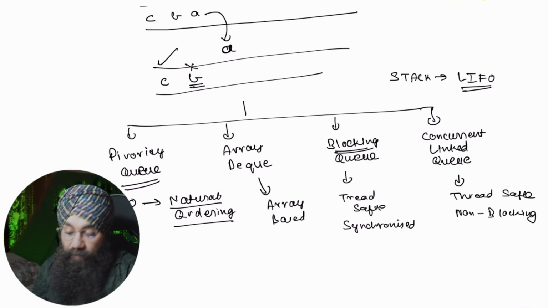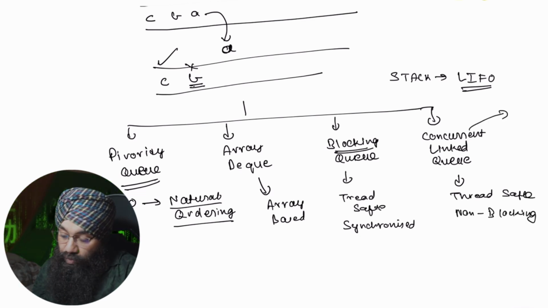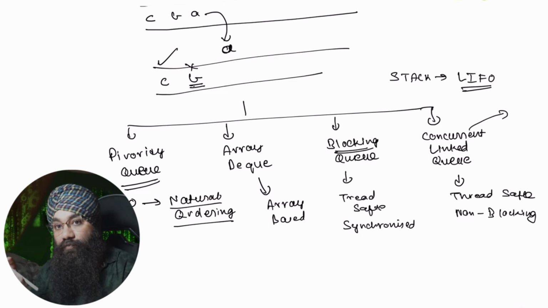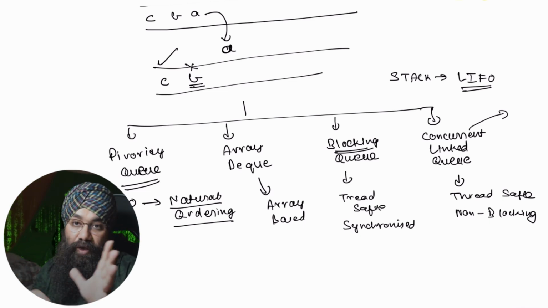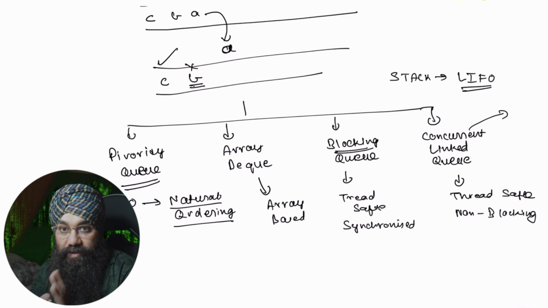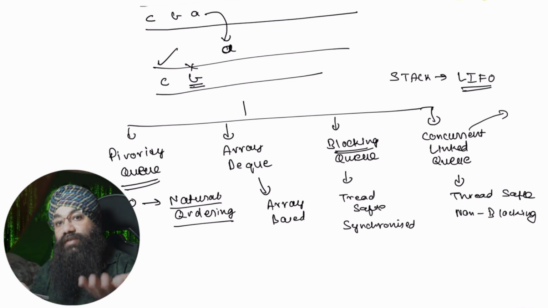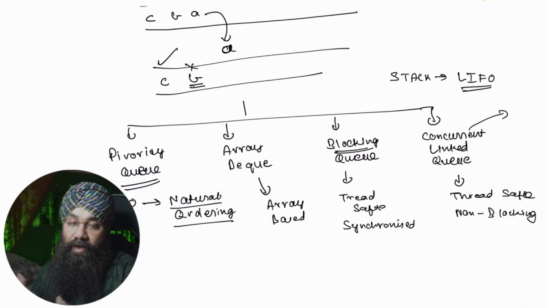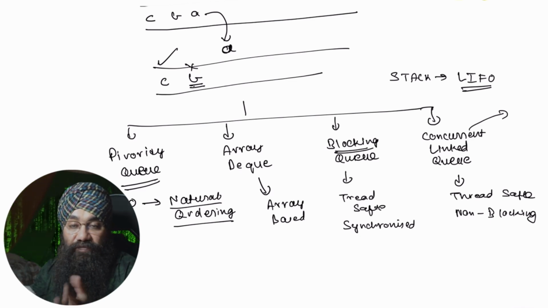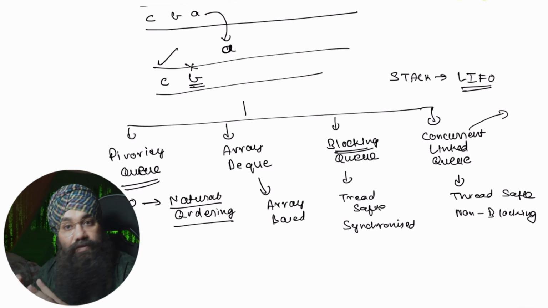Whenever in Java you see the word concurrent, you can understand that it is thread safe, which means if 100 threads are trying to access it, it will not cause any mix up. The first thread which has made any changes will be visible to the second thread, then the second thread can make changes on top of that, and so on and so forth. There will be no mix up.